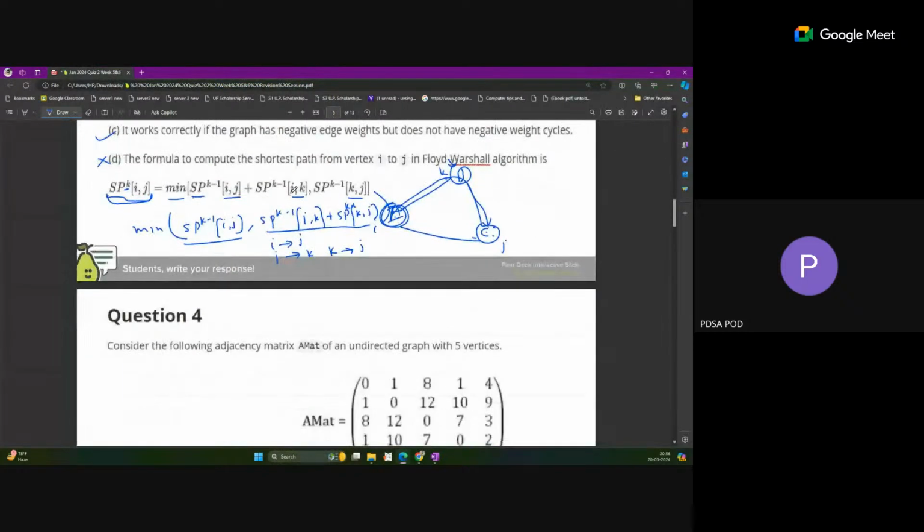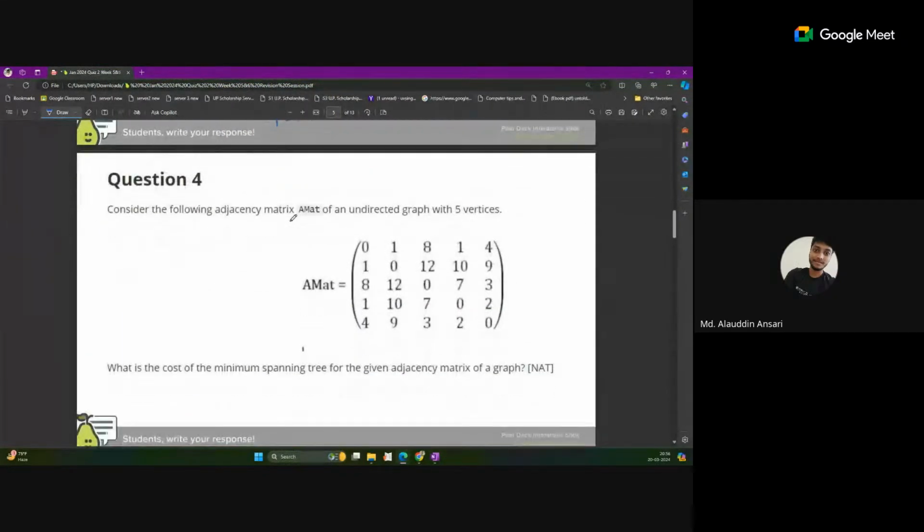Okay. So now move to the next. Consider the following adjacency matrix of a directed graph with 5 vertices. What is the cost of the minimum spanning tree for the given adjacency matrix of a graph? So now this question is based on the spanning tree.